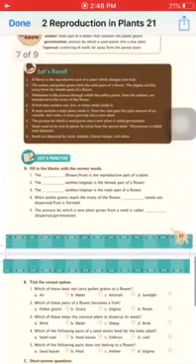Next is B. Tick the correct option. First is which of these does not carry pollen grains to a flower? So the answer is sunlight. Sunlight cannot carry pollen grains from one place to another place. Only air, water and animals help in the process of pollination.